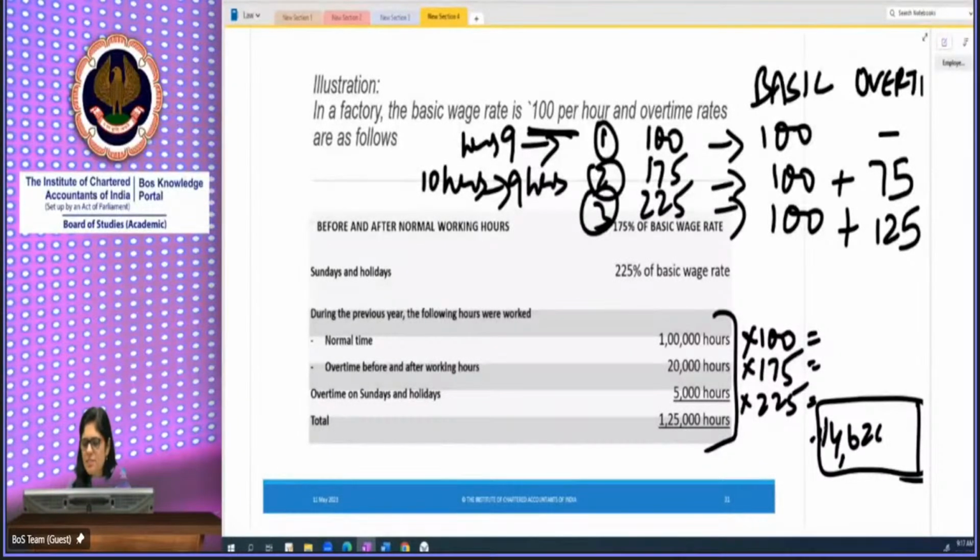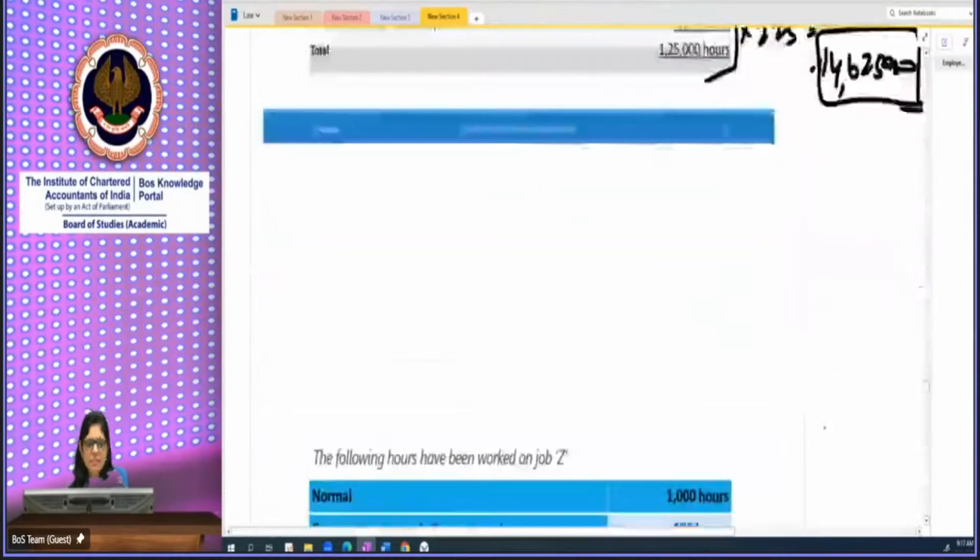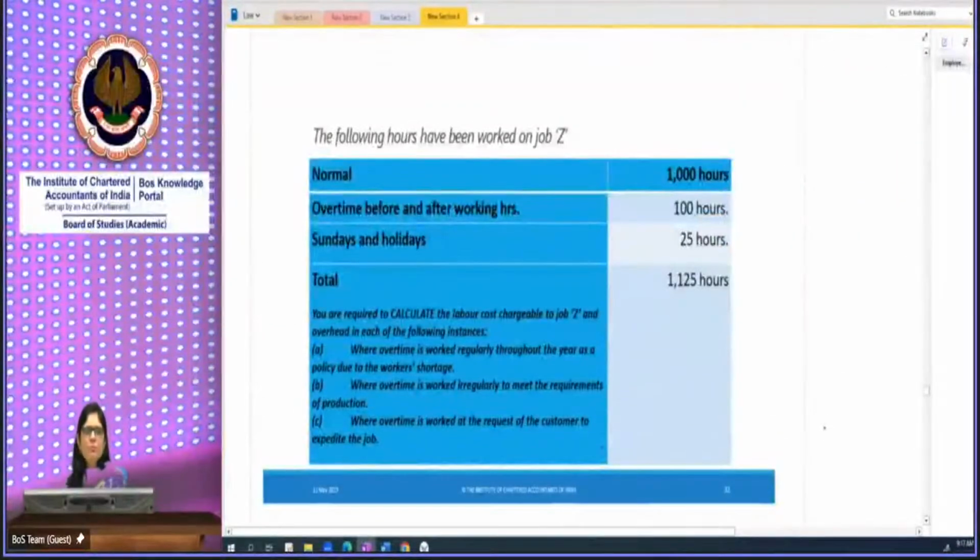1,462,5000. So this is the total wages for the entire hours worked at different hours. All right, we have calculated this. Let's go to another part of the question. So the normal hours worked are, now this is for one particular job. All right. So we have to calculate the rate and then we allocate to the job.